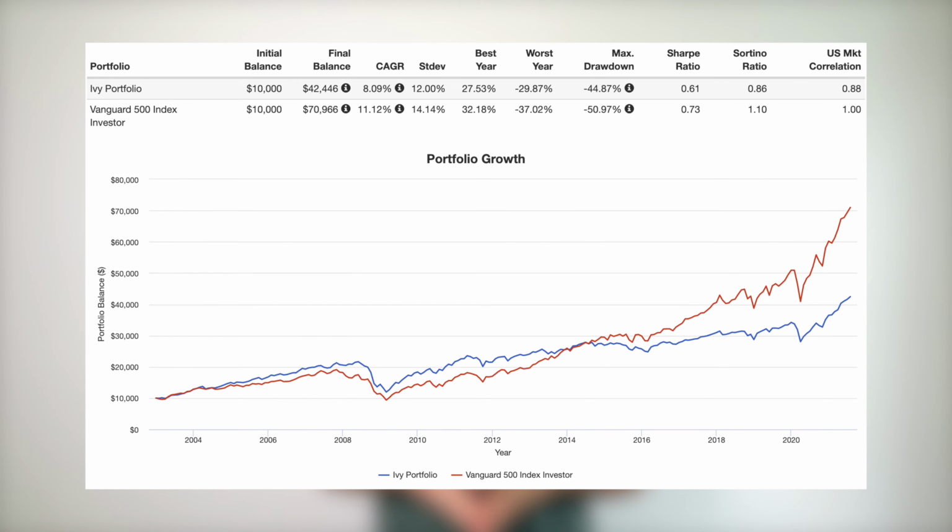This is because intermediate bonds at a 20% allocation don't have much protection to offer. This piece should almost certainly be long-term bonds, as more volatile assets make better diversifiers, especially when we've got 40% in stocks and 20% in REITs. As a result, for this time period, the Ivy portfolio still even had a lower risk-adjusted return, a measure of return per unit of risk, than the S&P 500.